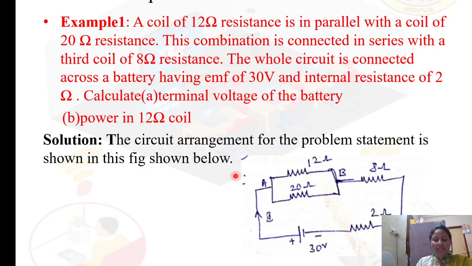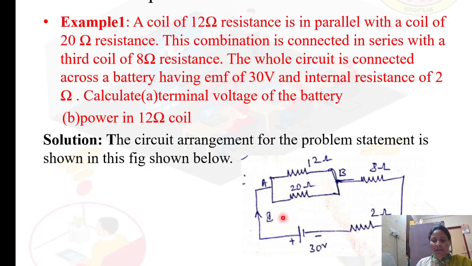Okay. So here we need to first calculate the terminal voltage of the battery and then the power in 12 ohm coil. Terminal voltage of the battery can be calculated by knowing the voltage drop due to the internal resistance of the battery. In order to find the voltage drop, we must know what is the current flowing through 2 ohm resistance.